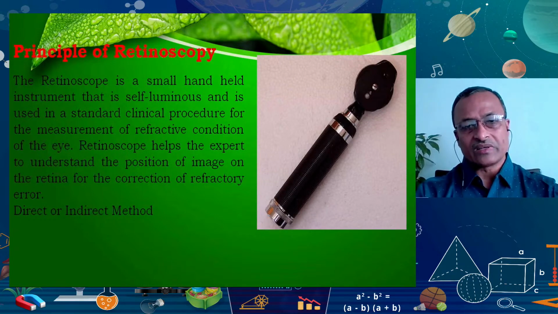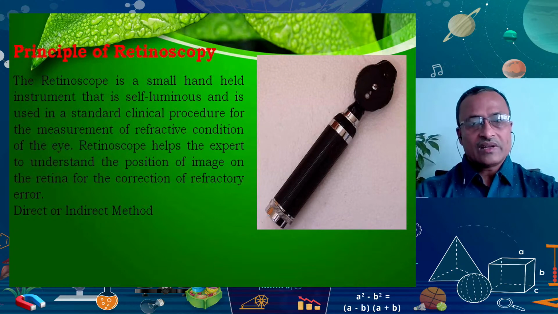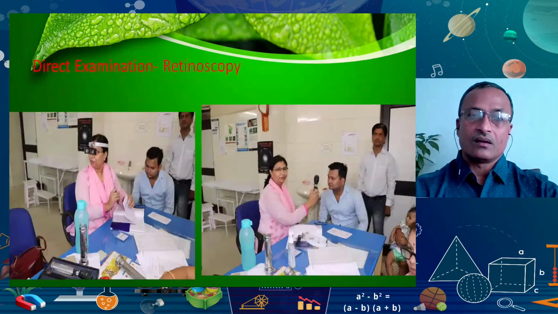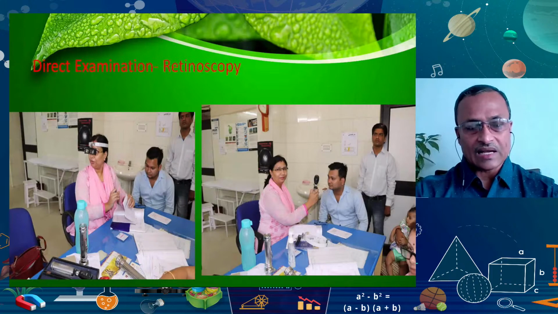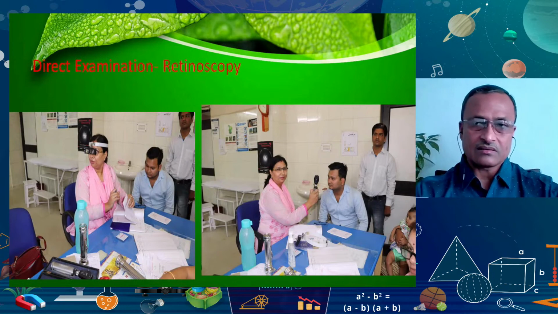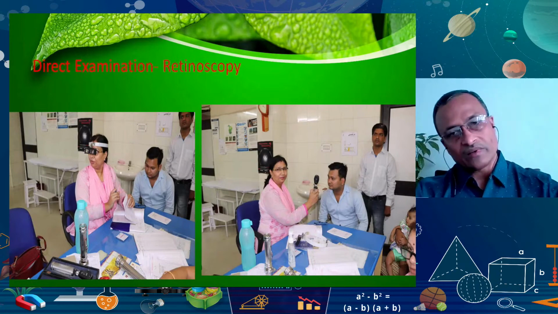Retinoscope, they help the expert to understand the position of the image on the retina for correction of the refractive errors. Now, this study can be of direct method or indirect method. The direct method of retinoscopy is shown here. The doctor wears a magnified glass and takes equipment in his or her hand, which helps to perform the examination of the patient, and it studies the inside structure of the eye of a patient. Now, this is the direct method of retinoscopy.